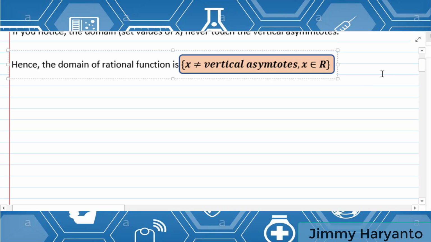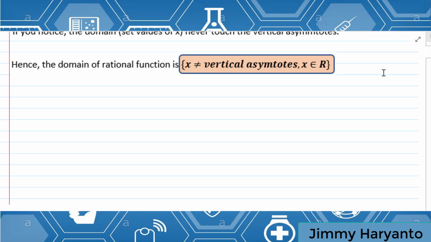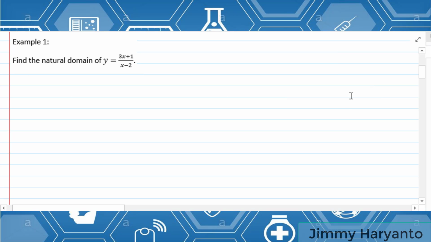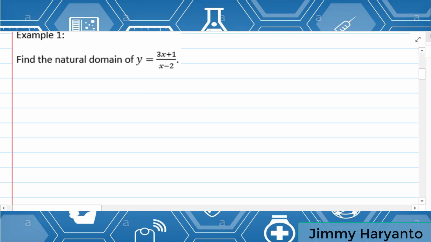Hence the domain of a rational function will be x cannot be the vertical asymptotes, but x is in the reals. What is the meaning of that? All values of x can be the domain. Next, how to find vertical asymptotes? Make the denominator equal to 0, remember that. Example 1, find the natural domain of y equals 3x plus 1 over x minus 2.